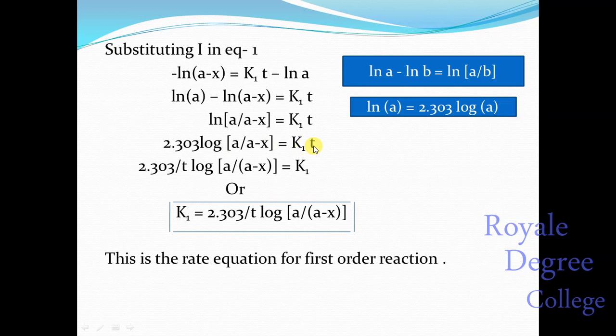is equal to K1t. Now what we are doing, this t we are bringing to the other side: 2.303 divided by t, then log a by a minus x as it is, is equal to K1. Or we can write in this way, K1 is equal to 2.303 by t log a by a minus x. This is the rate equation for first order reaction.